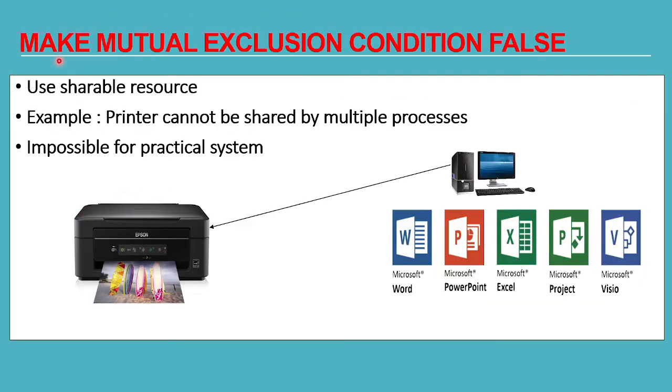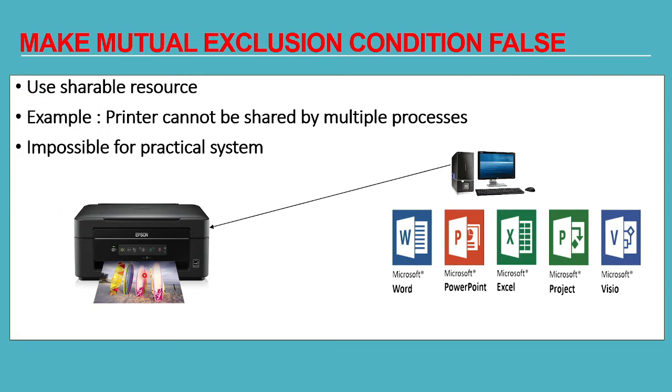Now, we are trying to make the mutual exclusion condition false. Four necessary conditions are there for deadlock to occur. The first necessary condition is mutual exclusion. If this occurs, then we can say deadlock has occurred. This is one of the necessary conditions of deadlock. So we have to try to make this mutual exclusion condition false. So you have to use a shareable resource.